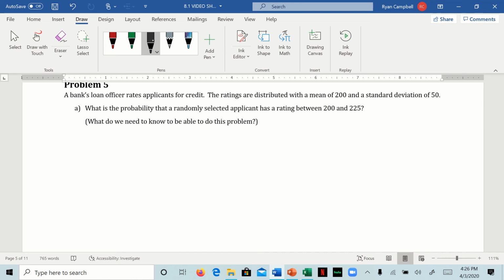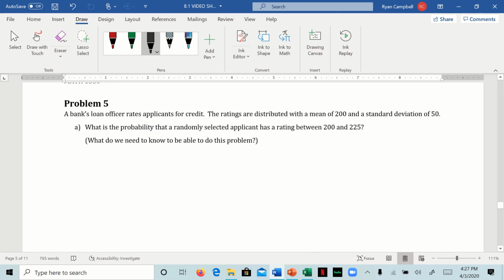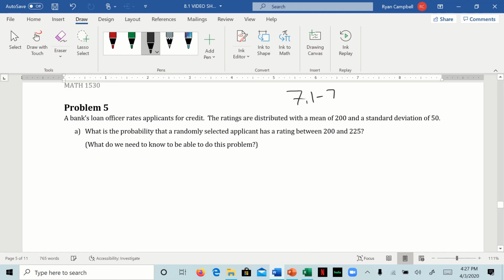What do we need to know to be able to do this problem? We have a random person, right? To be able to do these problems like we've been doing, we have a mean and a standard deviation. What do we need to know? This is coming from chapter 7, which is all about normal. We need to know that the population is normal.